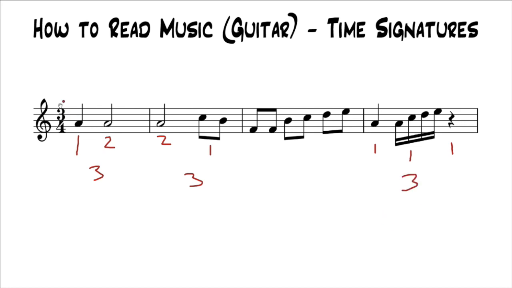So again, the top number represents how many beats per bar. The bottom number represents what note gets the beat. The quarter note's getting the beat. 1, 2, 3, 1, 2, 3. It doesn't mean you have to play those note values right with the beat, but that's the pulse of the song. That's the pulse, the beat of the song.